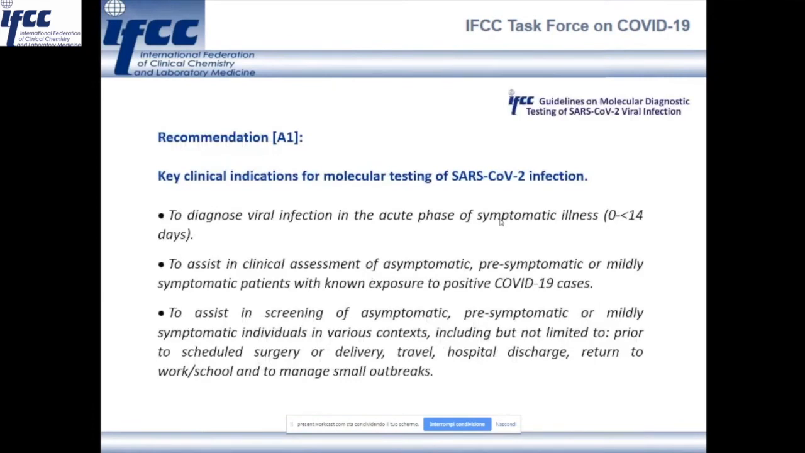In keeping with this concept, the key clinical indication of SARS-CoV-2 molecular testing, according to the guidelines of the International Federation of Clinical Chemistry and Laboratory Medicine, entails diagnosis of an acute viral infection during symptomatic illnesses, typically in the interval between onset of symptoms and the following 2 weeks.